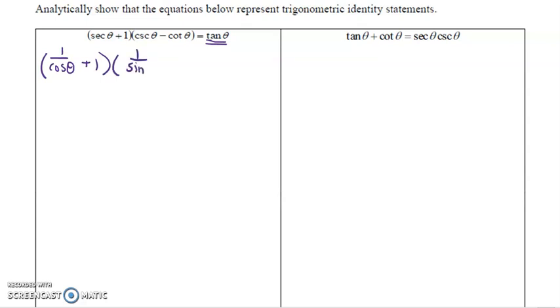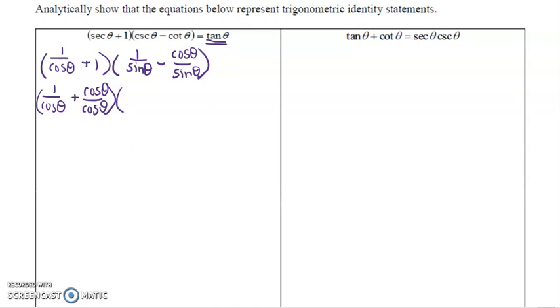Cosecant is 1 over sine, and cotangent is cosine over sine. Again, I'm only working on the left-hand side. So let's see how we can simplify this. In our first parenthesis, I want to add two things together. One of them happens to be a fraction, so somehow I have to get a common denominator. I can easily turn the number 1 into cosine over cosine. That way the denominators match.